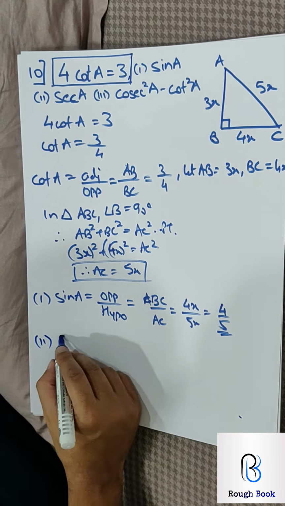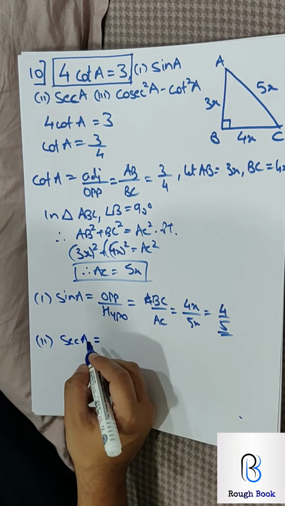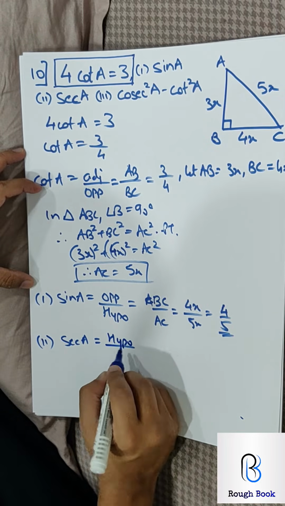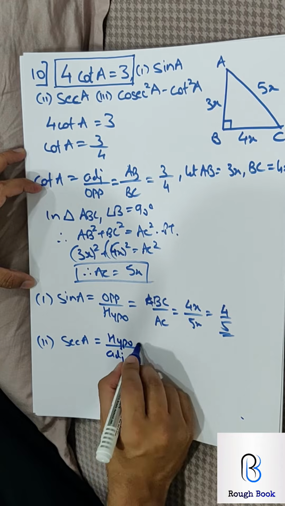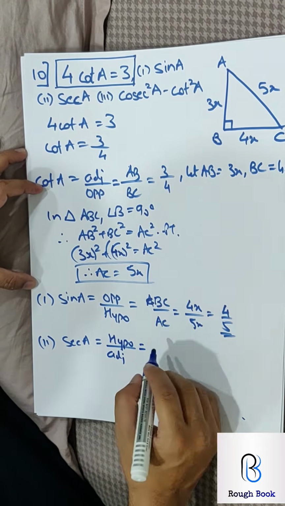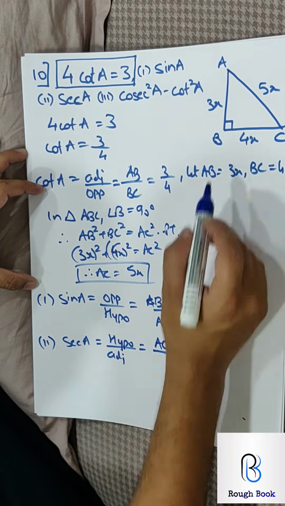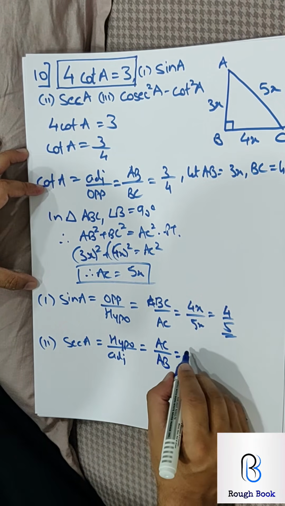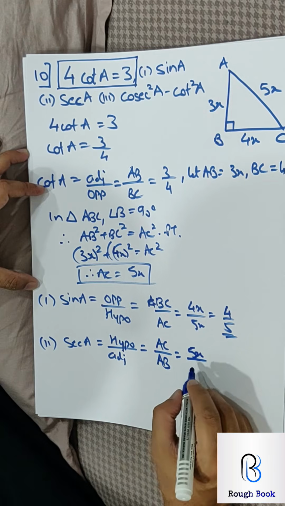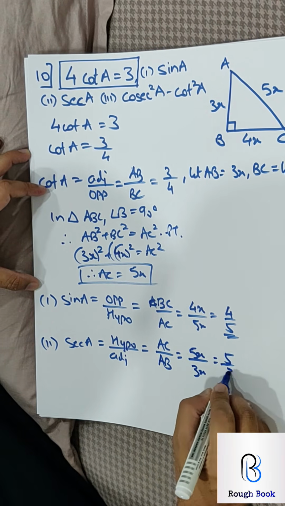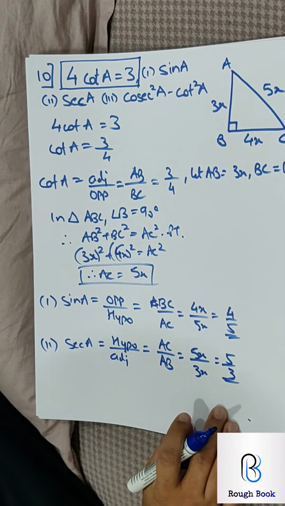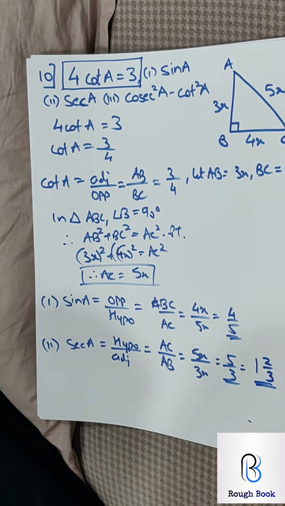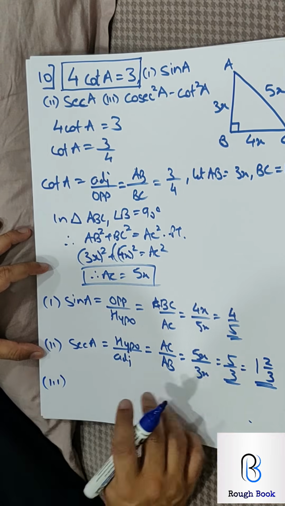Let's go for the second part. Sec A. So how will I go about with sec A? Sec A is hypotenuse upon adjacent. I should not mess it up, so let's remember it well. So hypotenuse AC and adjacent AB. So I get 5x and AB is 3x. So 5 by 3. How many got this correct? 5 by 3. I can write it in mixed fraction also, 1 and 2 by 3.